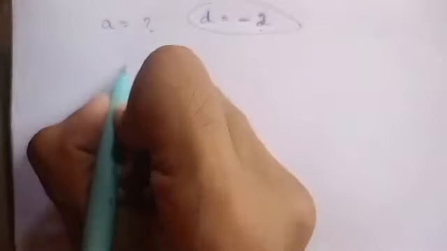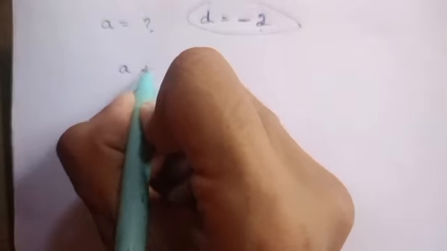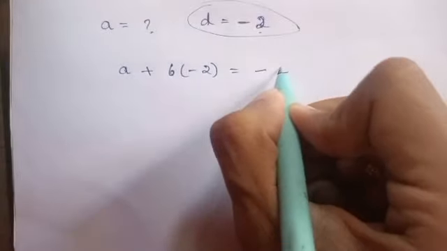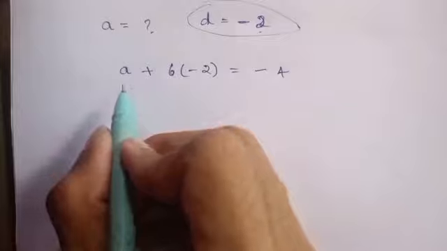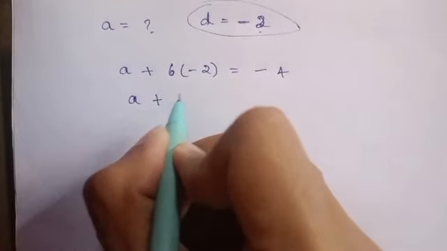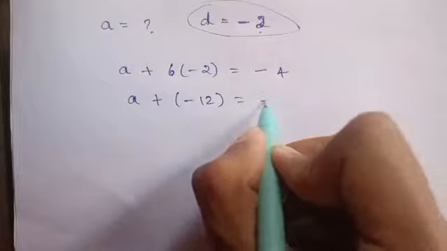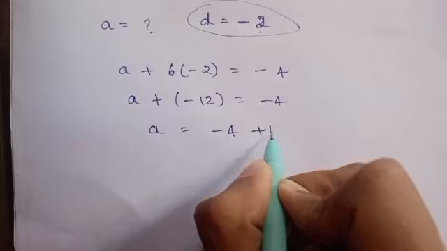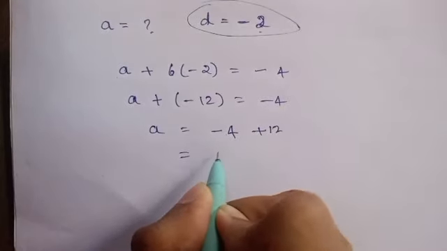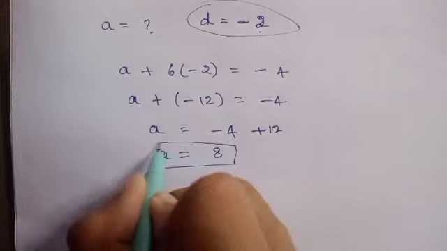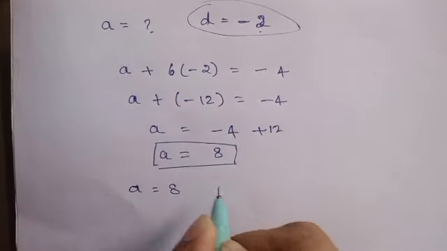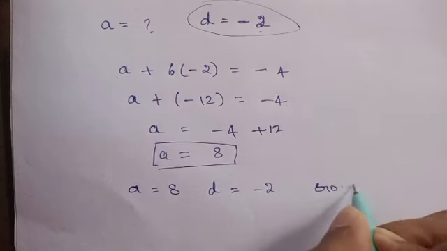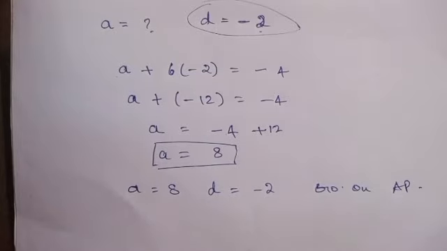So substituting d in the equation, we get a plus 6d, where d is minus 2, equal to minus 4 on the RHS. So a plus 6 into minus 2 is minus 12, equals minus 4. So a is minus 4 plus 12, that will be plus 8. So now we have got a, that is 8, and d, that is minus 2. Now it's easy for us to find the AP and go on finding the AP.